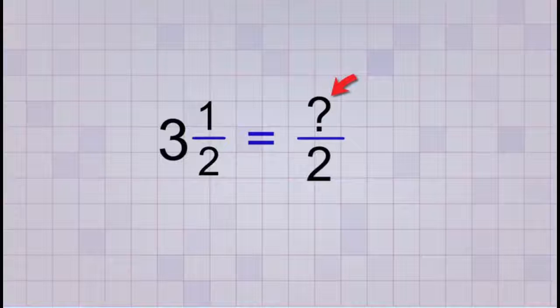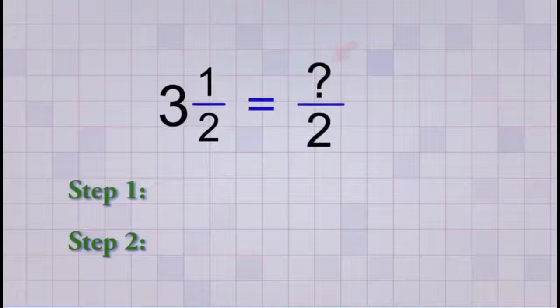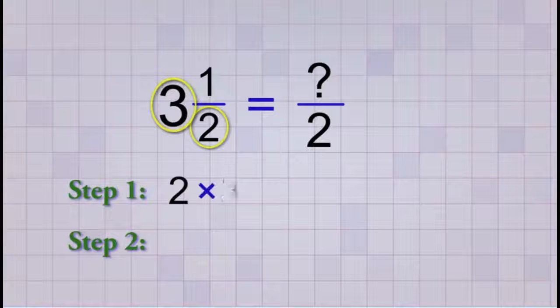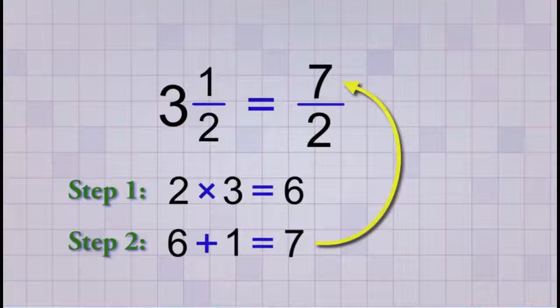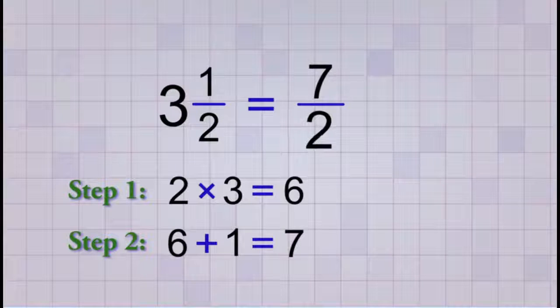To get the answer's top number, we need to do 2 steps. First, we need to multiply the bottom number of the fraction, 2, by the whole number part, which is 3. So 2 times 3 gives us 6. Next, we take that 6 and add it to the top number of our fraction, which is 1. So 6 plus 1 equals 7, and that's the top number of our improper fraction. So 3 1/2 is the same as 7 over 2.